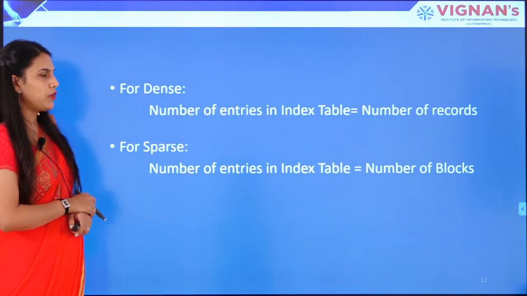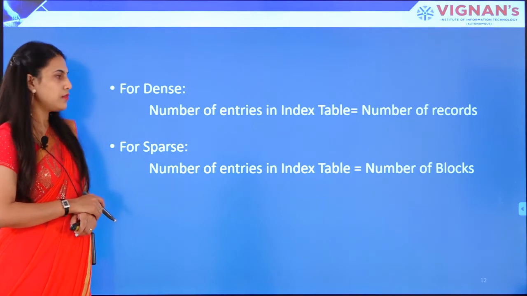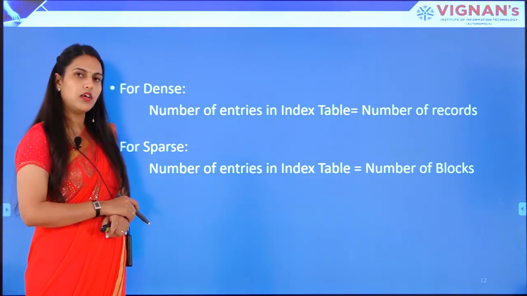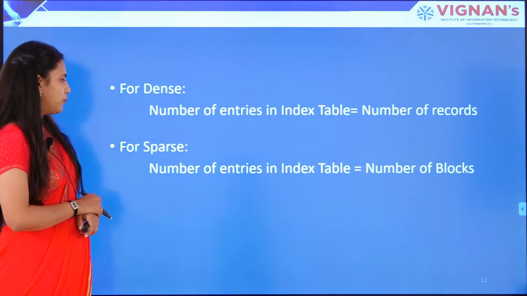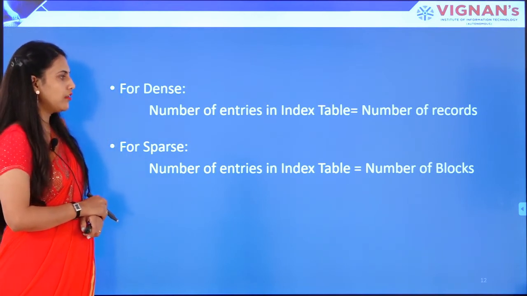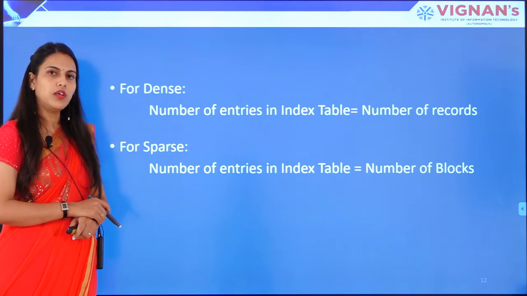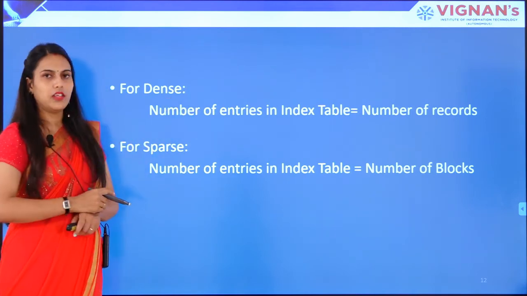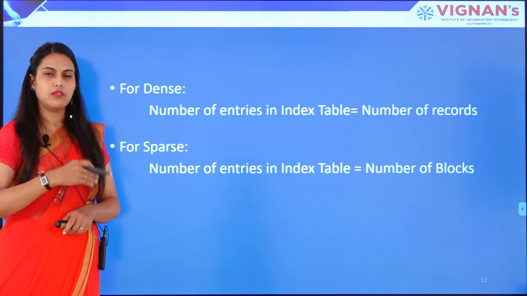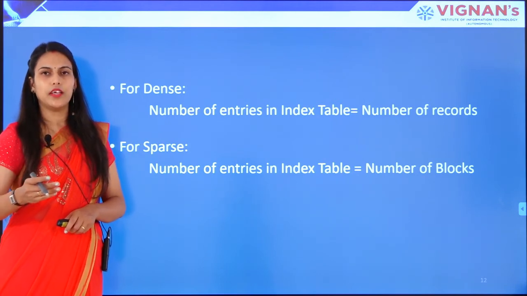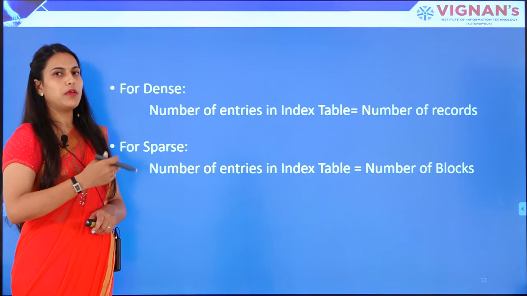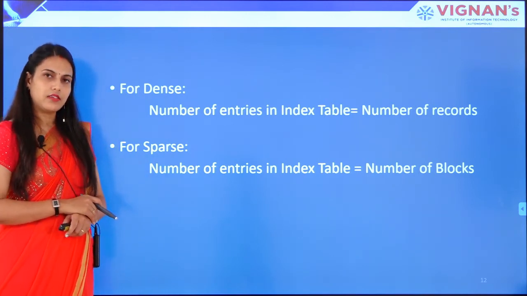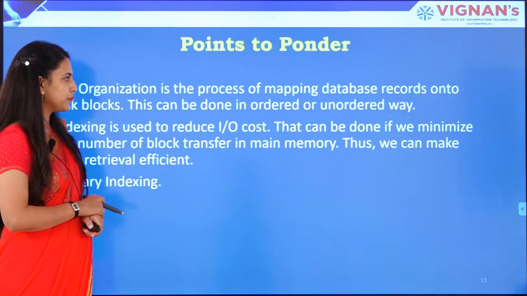So see, if the primary indexing is done in dense manner, the number of entries in index table will be equal to the number of records, and for sparse the number of entries in index table is equal to the number of blocks. So if we make it dense, then the complexity will be more because multiple pointers will be there. So handling all the pointers will become very complicated. So usually primary index is done in sparse way.